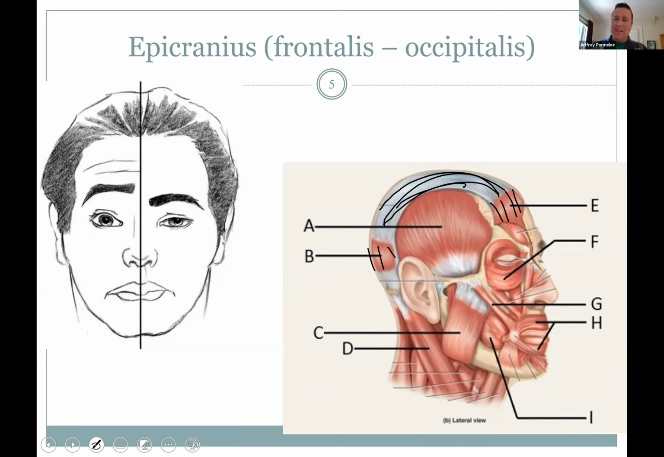So yeah, what do you think? This is the Epicranius, we'll call the whole thing with occipitalis and frontalis. And you can see here, it's going to raise your eyebrows.